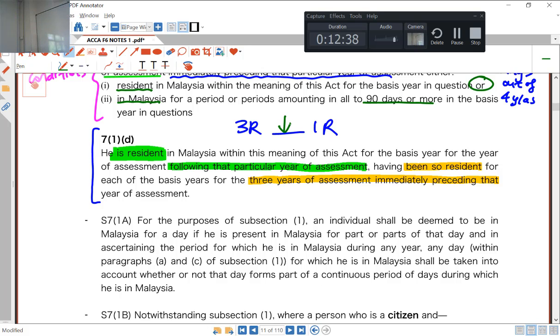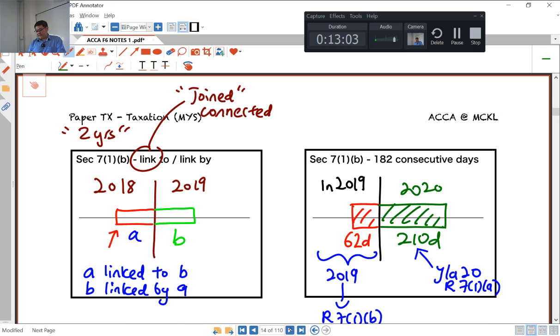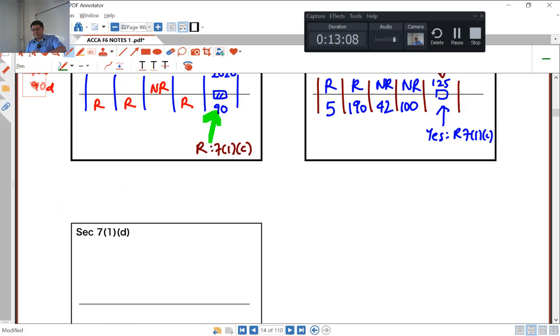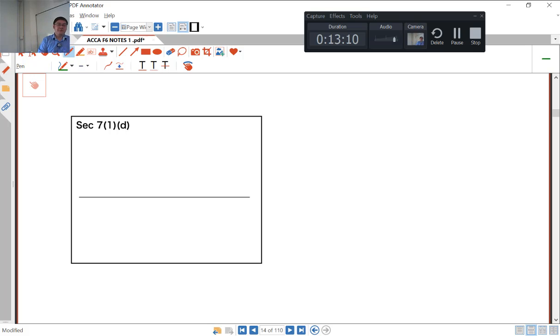Okay, now let's come back to this. So 71D basically wants you to have 3 years in the past you're resident, 1 year in the future you're resident. Now it doesn't need any days. You notice the law never says how many days you must be in that year. So can it be 0 days? Well, fine, as long as you have 3 and 1. So this is a really straightforward pattern. This will be like your final chance of becoming a resident, once you've exhausted all the first 3 rules.